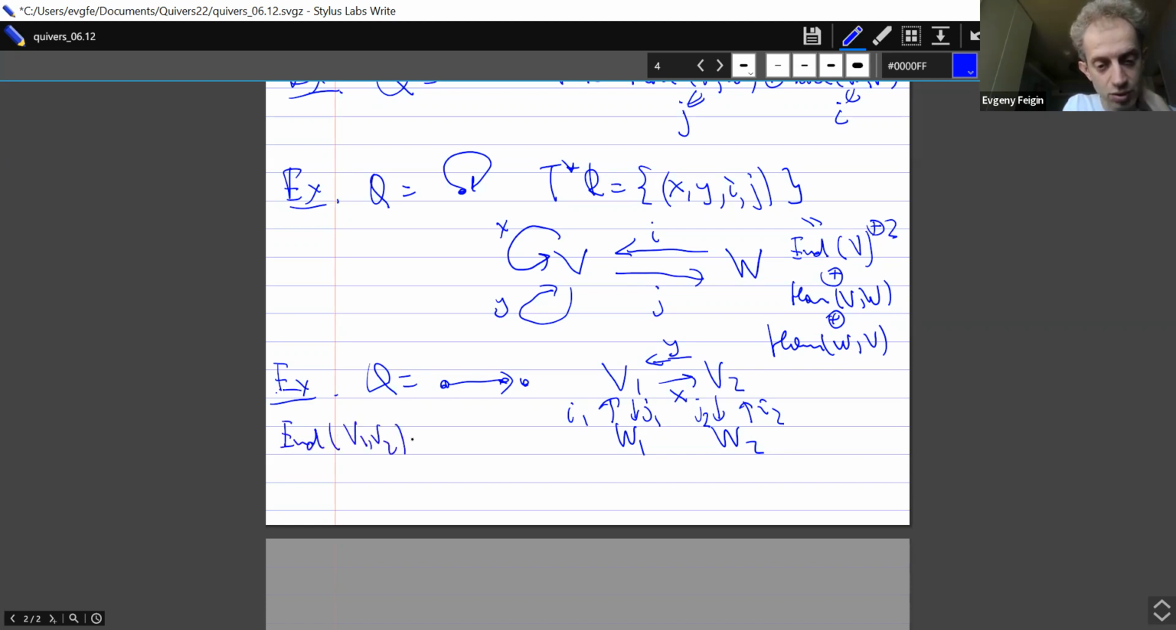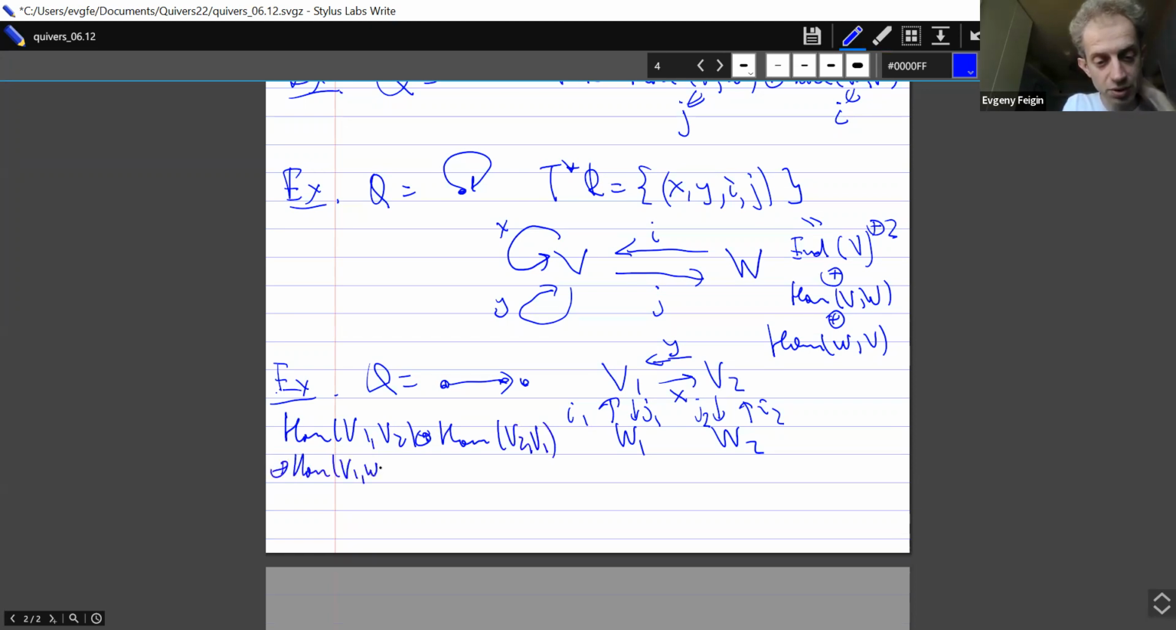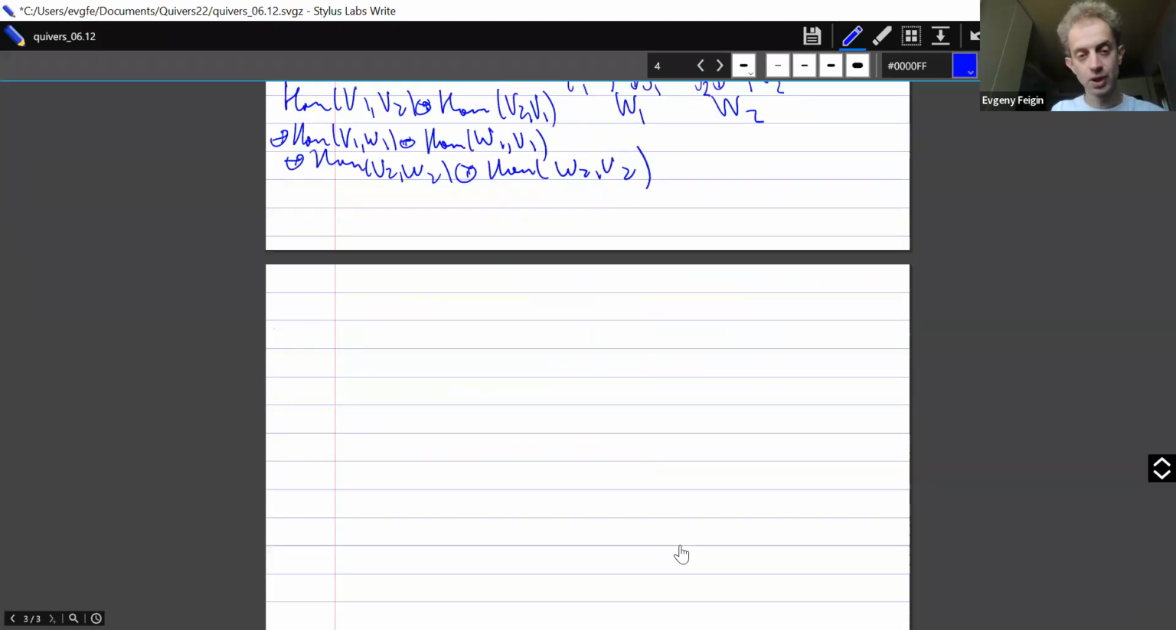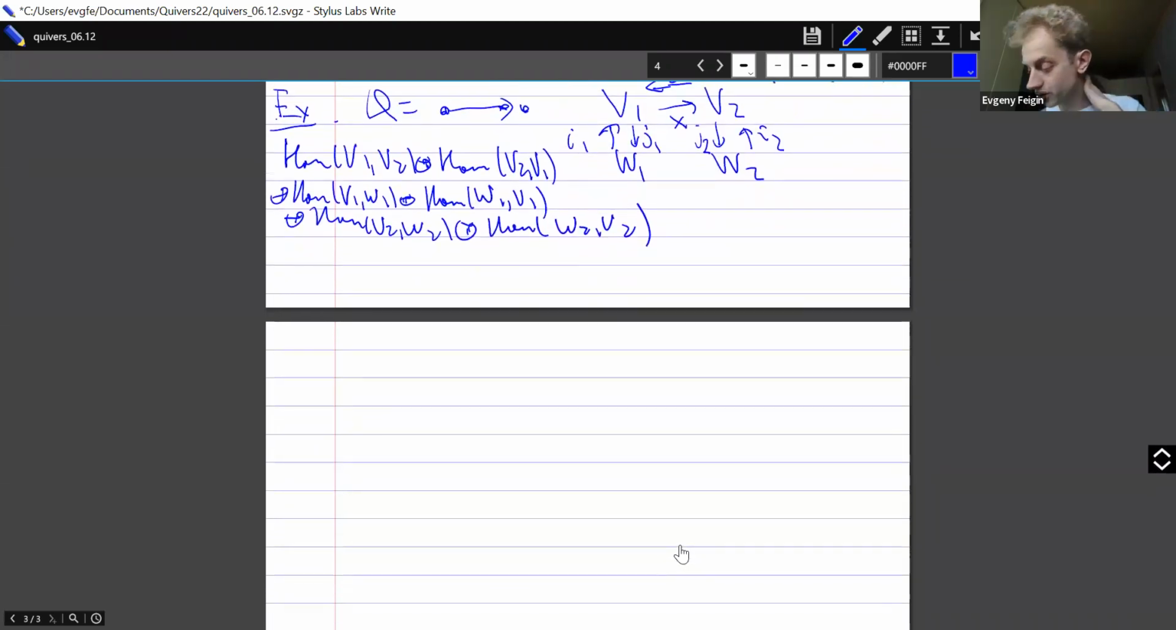Okay. So the space is Hom(V1, V2) plus Hom(V2, V1) plus Hom(V1, W1), Hom(W1, V1) plus Hom(V2, W2), Hom(W2, V2). Okay. So this is our space we are going to work with.